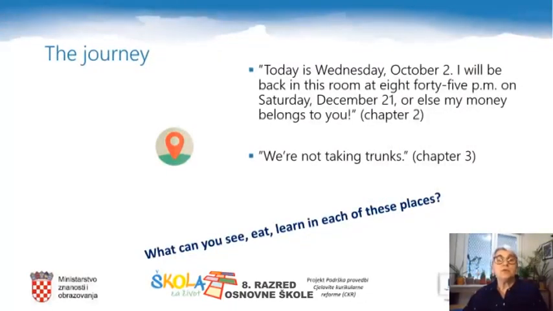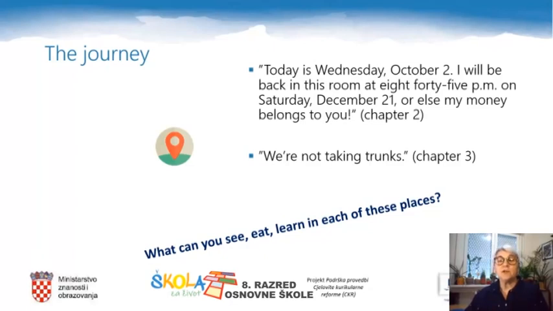In the journey, which happens in the book Around the World in 80 Days, Mr. Fogg says, "Today is Wednesday, October the 2nd. I will be back in this room at 8:45 p.m. on Saturday, December 21st, or else my money belongs to you." That happens in chapter 2. And then he goes on around the world with his valet, Passepartout, and they are traveling light. You can see that in his sentence, "We are not taking trunks." He says that in chapter 3.